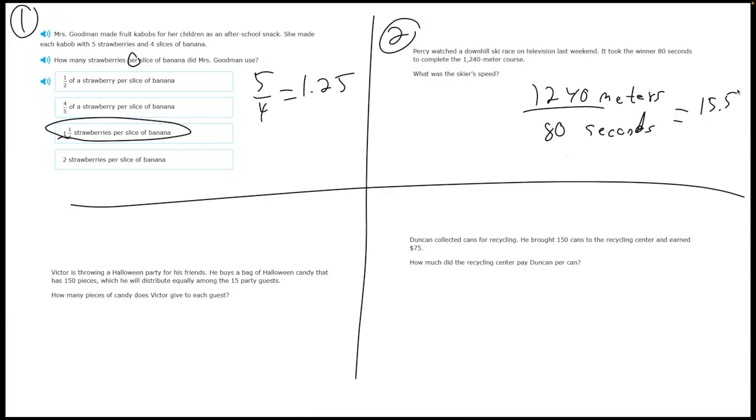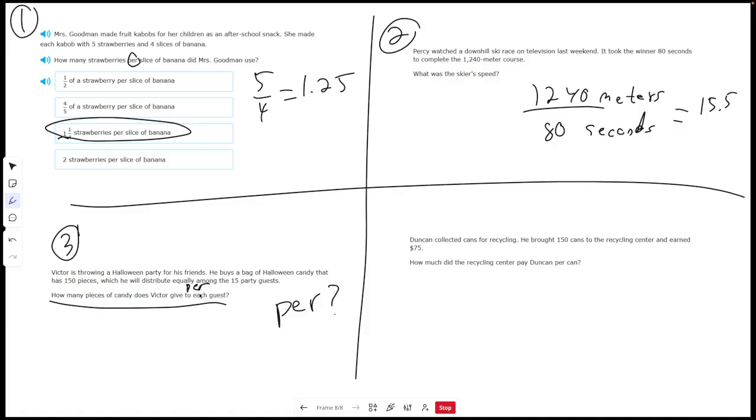What's his speed? For number 3, you might look at number 3 and be like, wait a second, Mr. Rickoff, where's the word per? This problem does not have the word per. Well, it doesn't have it, but it does. If you look at the sentence here, how many pieces of candy does Victor give to each guest? You could say the same sentence: how many pieces of candy does Victor give per guest? To each, per guest, same thing.